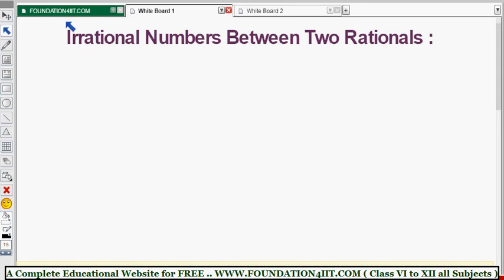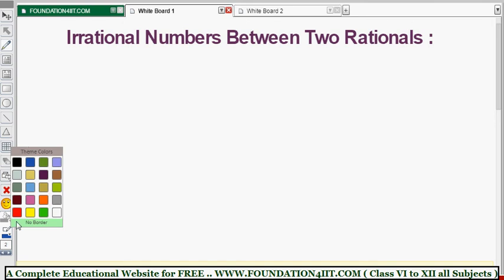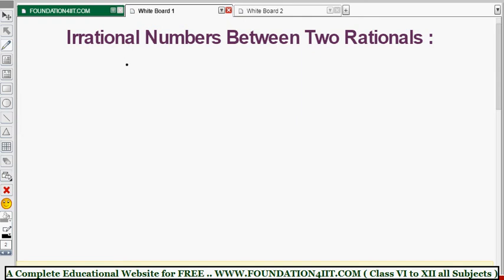How to find out irrational numbers between two rationals. If any two rational numbers are given, how do we find the irrational numbers between them? So let's see. First, let me write the definition for this. How to find out the numbers, for example, between two rational numbers.